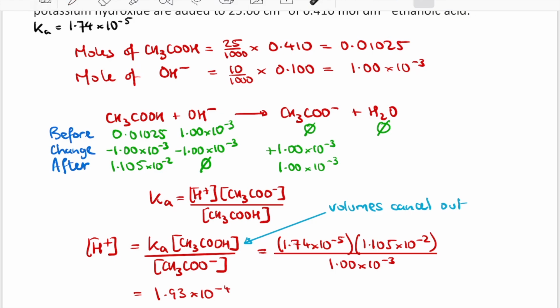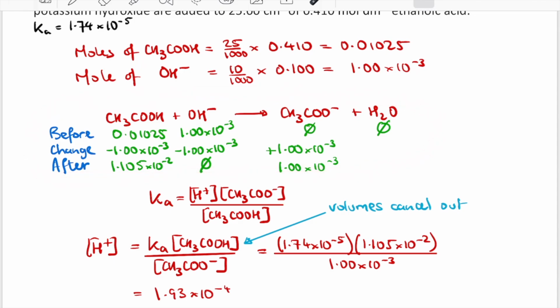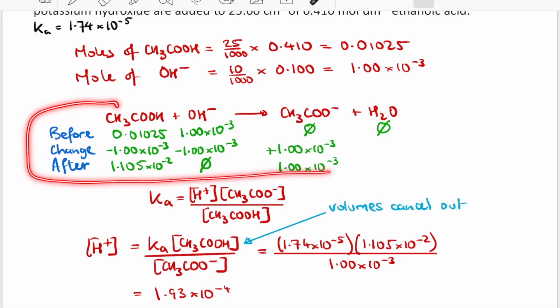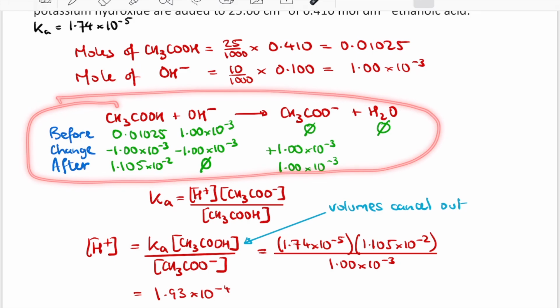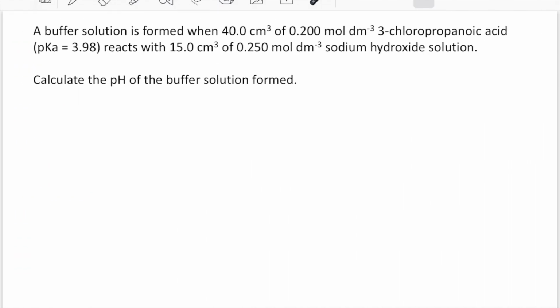So what was fundamentally different here when you've got a partial neutralization is you have to work out what the change in moles is compared to what you started with. Okay, all right, moving on to the next one. So this is a similar question.